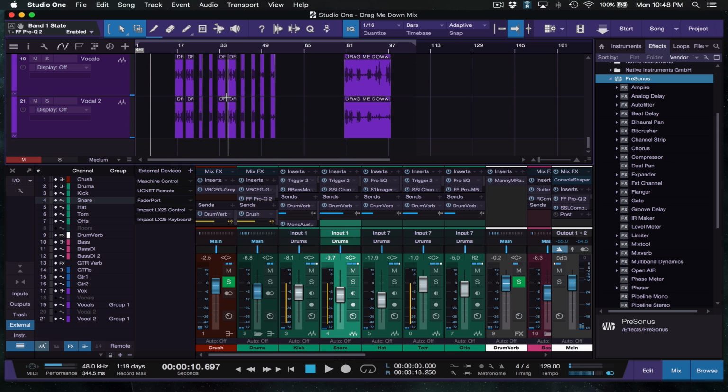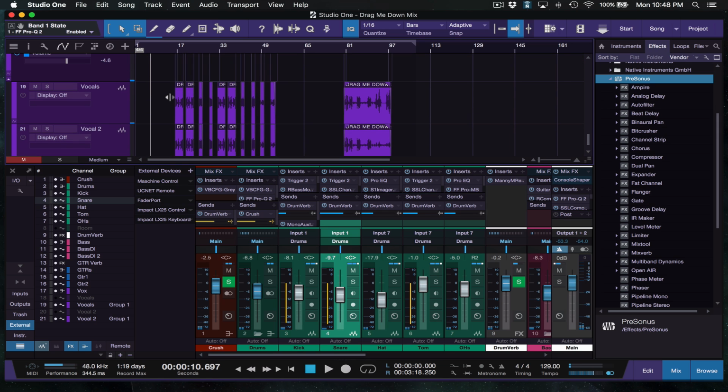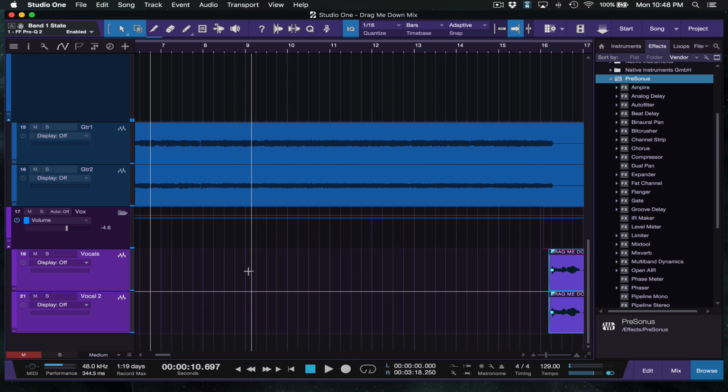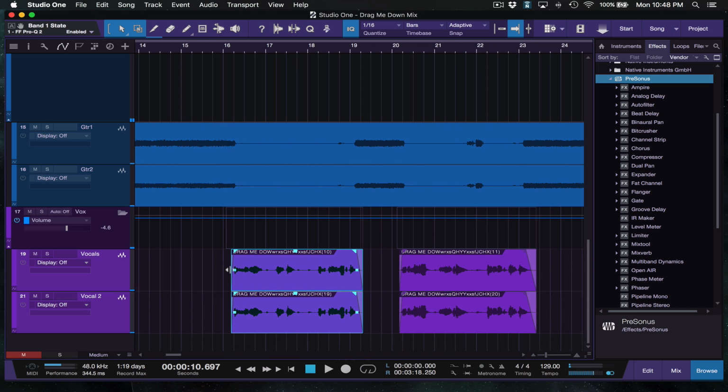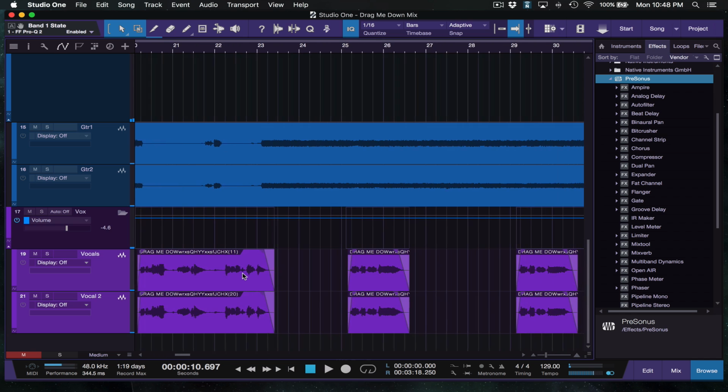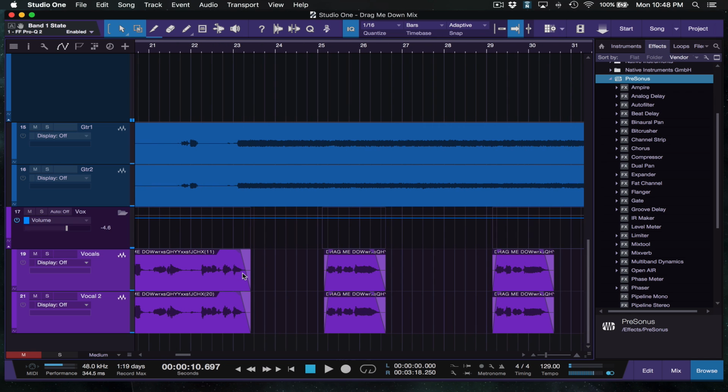Let's do a vocal first, because as you can imagine, with a vocal, there are parts where your vocalist may be louder, and then he or she may sing a line softer. And the whole point of compression is to level out those two parts. It's really the easiest way to explain it.